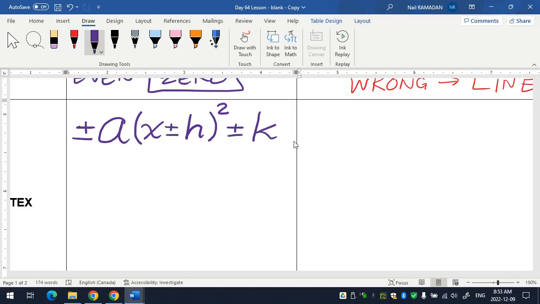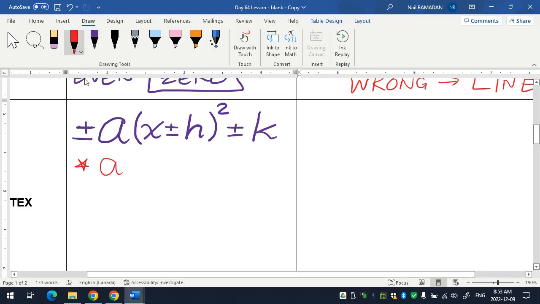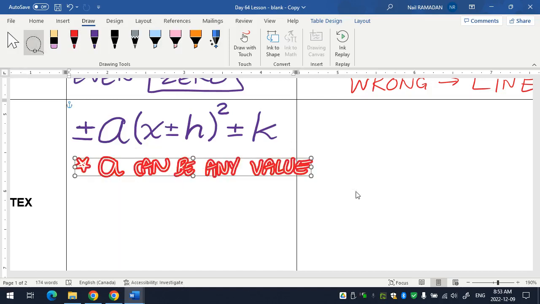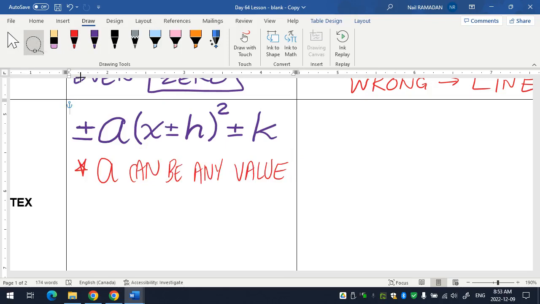K. Can someone guess what the rules are here for A, H, and K? What was the rule for A in the first one? Anything but zero? Great. Guess what? Good news. It's the same exact rule. So A can be any value, please, except for zero. Yep.